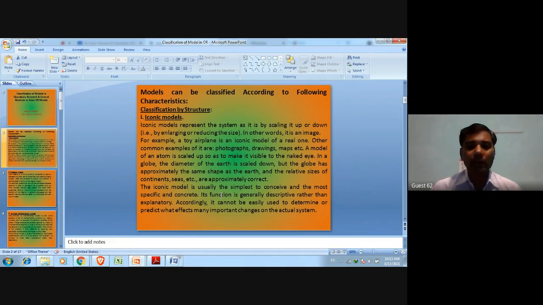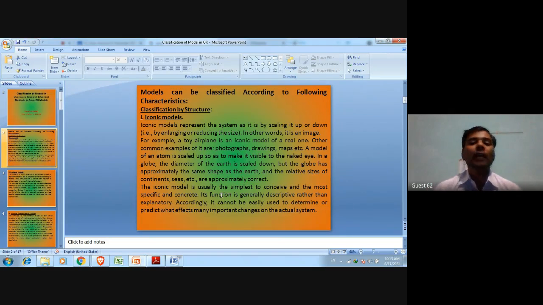So this type of model which uses images, pictures and is measured by scaling. Okay, so the model that includes pictures, images and is measured by scaling, this type of model is called your iconic model.